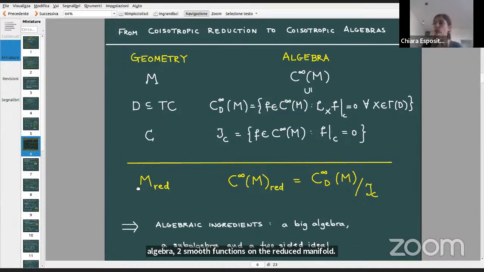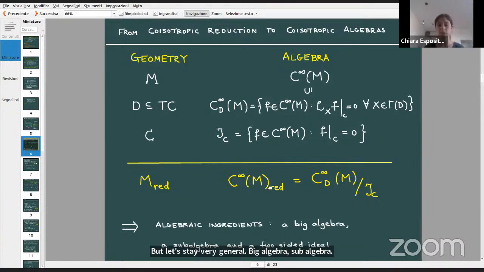So how can we summarize what we have? What are the important algebraic ingredients that I need to cook up a reduction in the algebraic sense? Essentially, I need a big algebra, a subalgebra, and a two-sided ideal. And then, in the Poisson case, we have more. We have that this is actually a Poisson algebra, and the reduced one is again a Poisson algebra. But let's stay very general: big algebra, subalgebra, two-sided ideal.